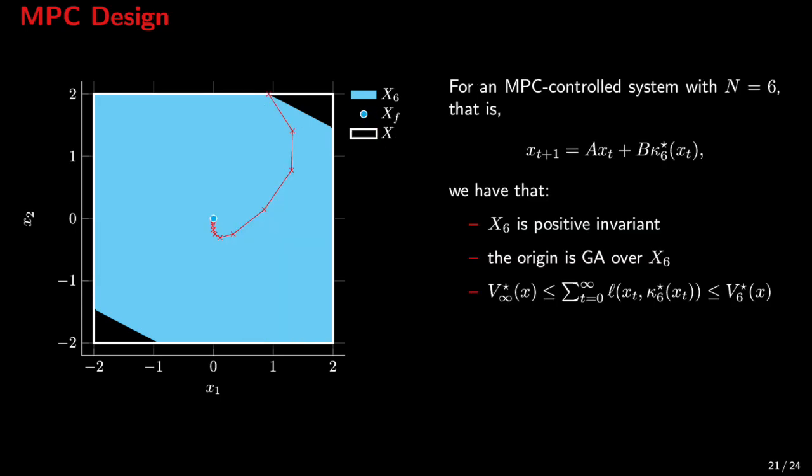Let's stick with a horizon of 6. For an MPC control system with a horizon of 6, we have that the closed loop system looks like that: xt plus 1 is axt plus b times kappa 6 star of xt. Please note here that this is not a linear system, because kappa 6 star is not a linear function. And why is that? This happens because we have constraints. So the presence of constraints gives rise to a non-linear controller. Kappa 6 star is non-linear.